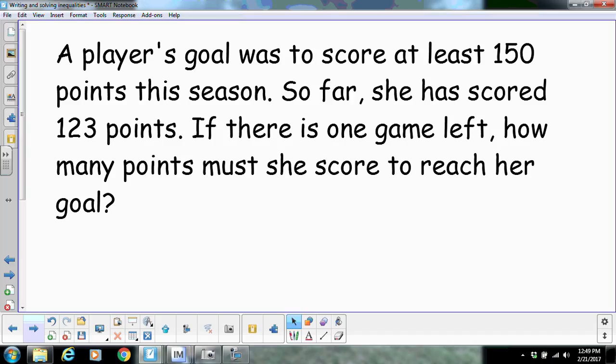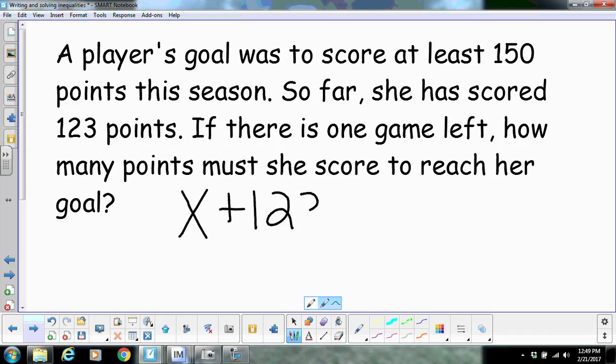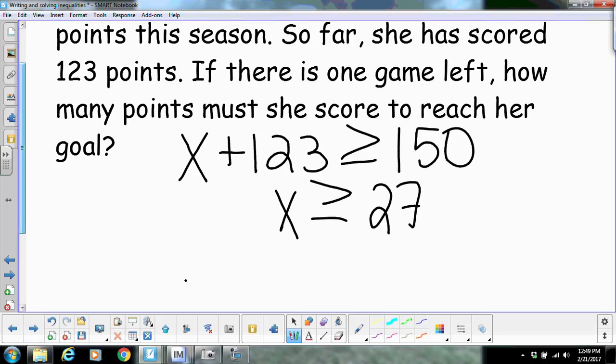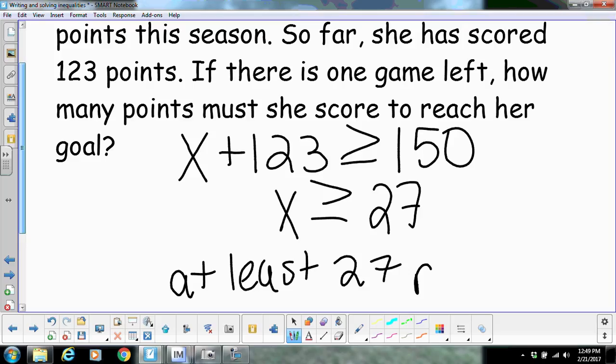Alright, what we got here? How do you set it up? Alright, we don't know how many, but we've already got 123, and we need that to be, okay, he wants to score at least, so that means he can score 150. Okay, so that's why we have the equal to. So when you rearrange, it's going to be x greater than or equal to what? 27. Okay, now, what does that mean? That means he needs to score at least 27 points.